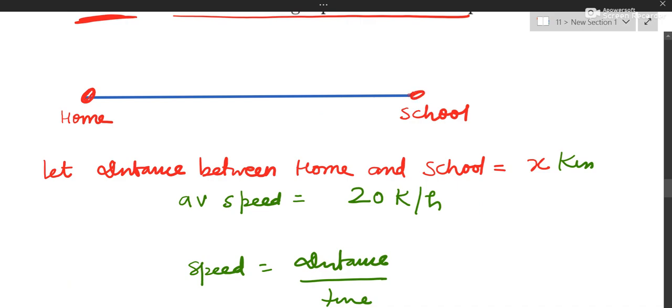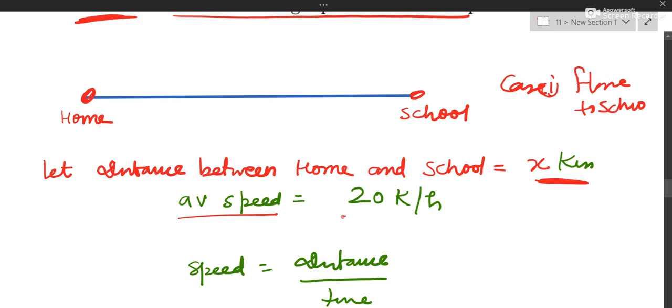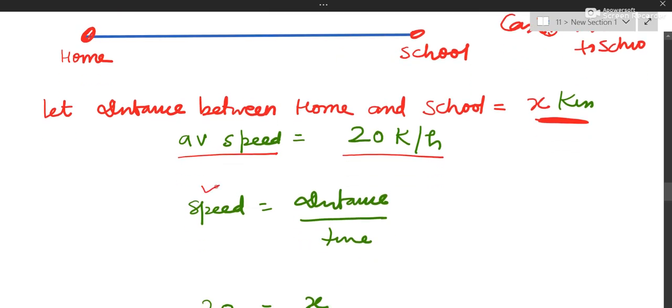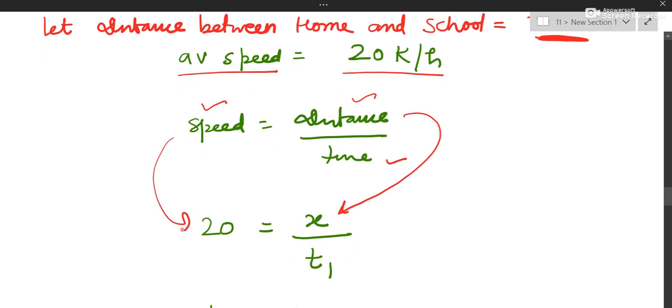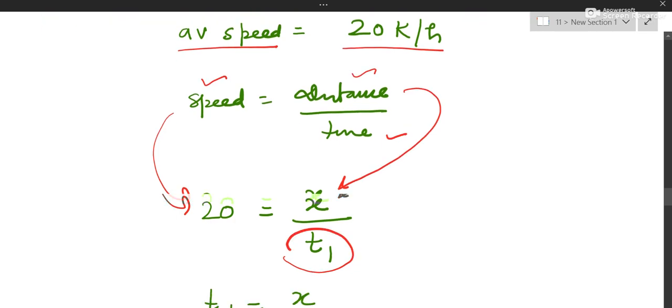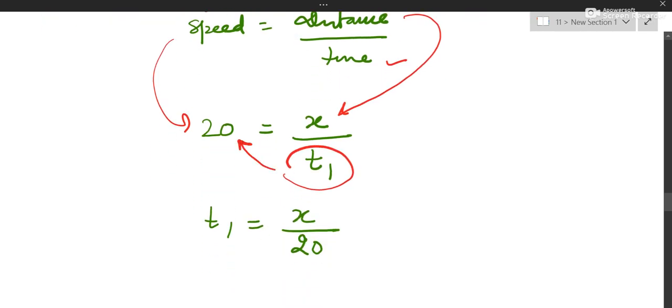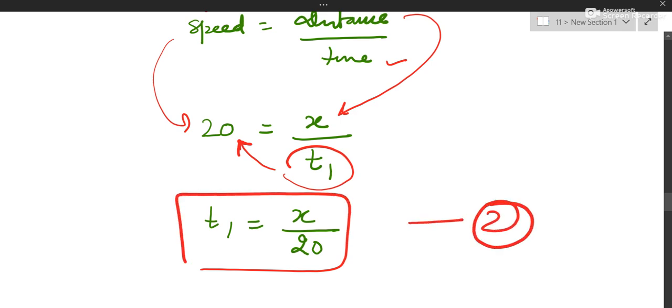So case 1, when he goes from home to school, let us imagine the distance between home and school is x kilometers. And average speed in case 1 is given as 20 km per hour. We know the formula of speed is distance upon time. Distance I have assumed as x. Speed they have given as 20. So time, let us take t1, is x upon 20. So my first equation of time 1 is ready.